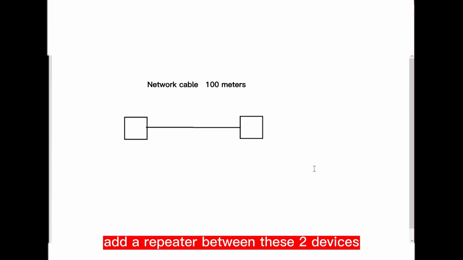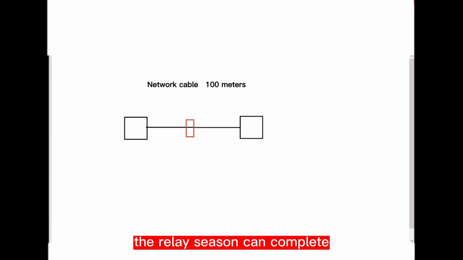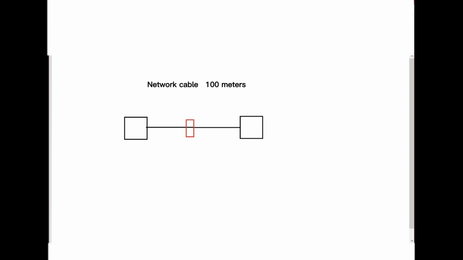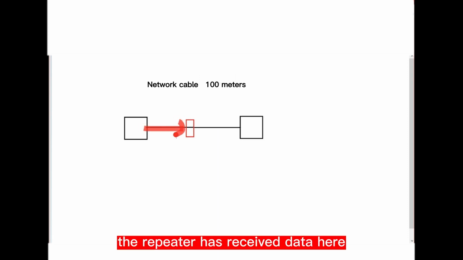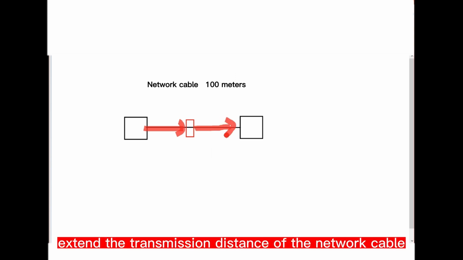Add a repeater between these two devices, just to give it a signal amplification in the middle. I draw a device here. This is the repeater. The repeater can complete the amplification of the data signal. Equivalent to, the repeater has received data here. After receiving, it's going to do an integration, then amplify the signal and send the signal again. Then it can extend the transmission distance of the network cable.